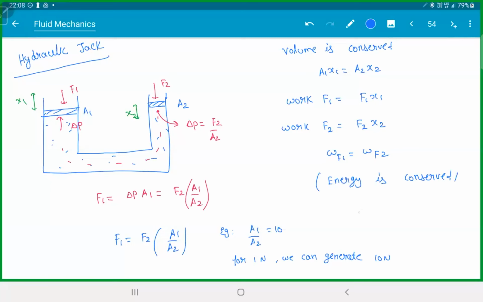So what is the catch? What is work done? Force into displacement, right? If you want more force, you will get less displacement. So you're sacrificing distance in order to get more force. So in this ratio, right, for 1 Newton, we generate 10 Newtons. For 1 meter of displacement, for 1 meter that A2 moves, A1 moves only 10 centimeter. Did you get the difference? So in a hydraulic jack, right, we can get more force, but the displacement will be sacrificed. So something or the other, you can't get both.